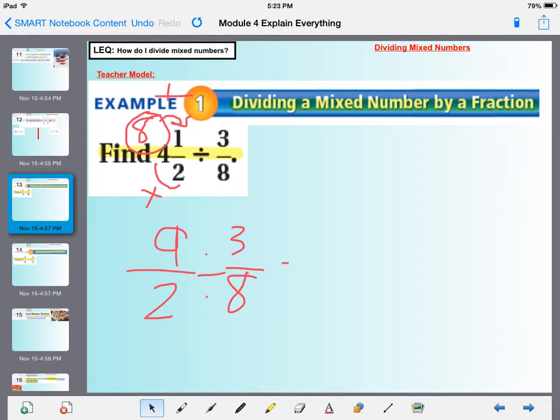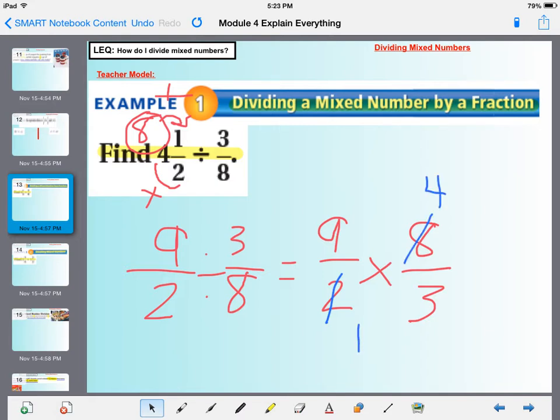And now we go ahead and we finish this off. We're going to keep that first fraction the same, 9/2. We are going to change that division sign to multiplication, reciprocal of 3/8, which is 8/3. A lot of nice simplifying going on here. 2 goes into itself 1 time, goes into 8 4 times. 3 goes into itself 1 time, goes into 9 3 times. And so my answer is 12/1, or simply 12.